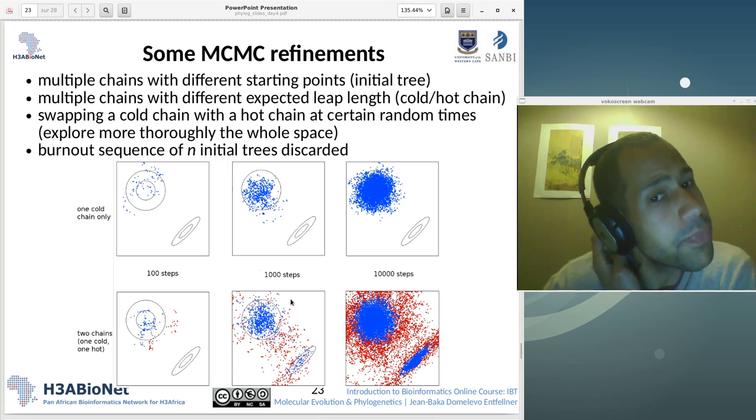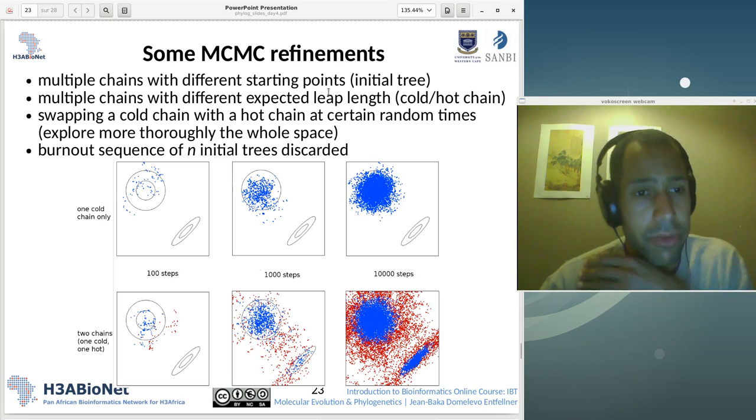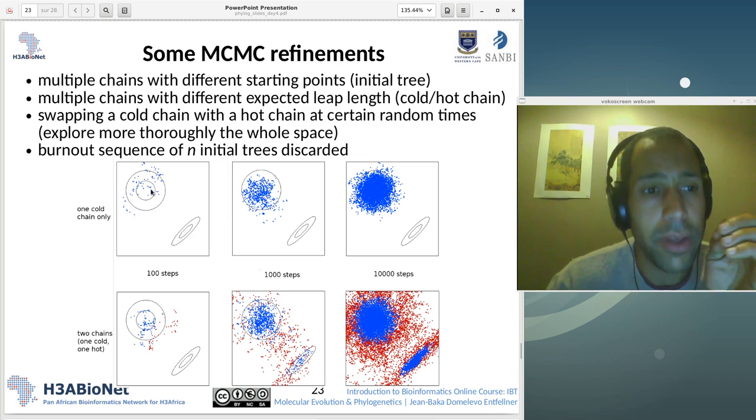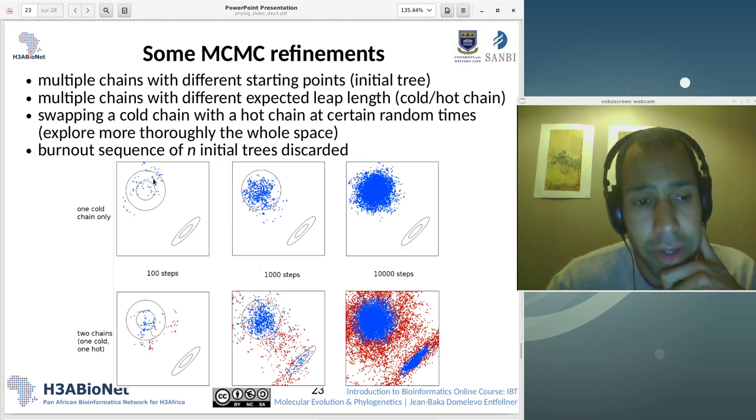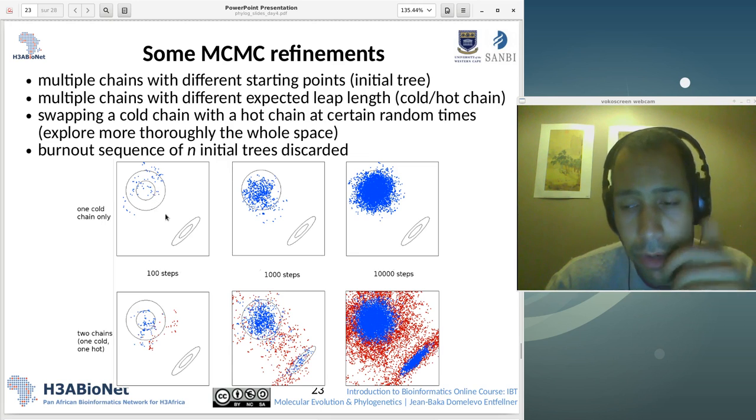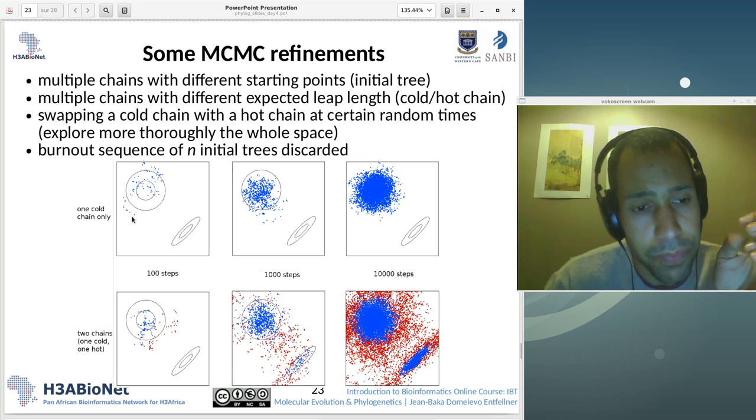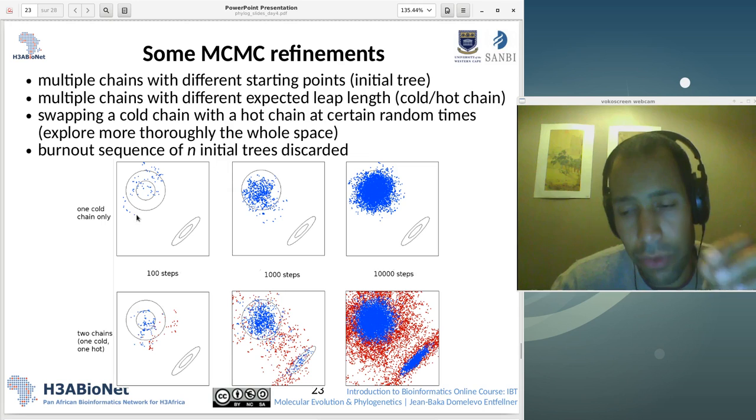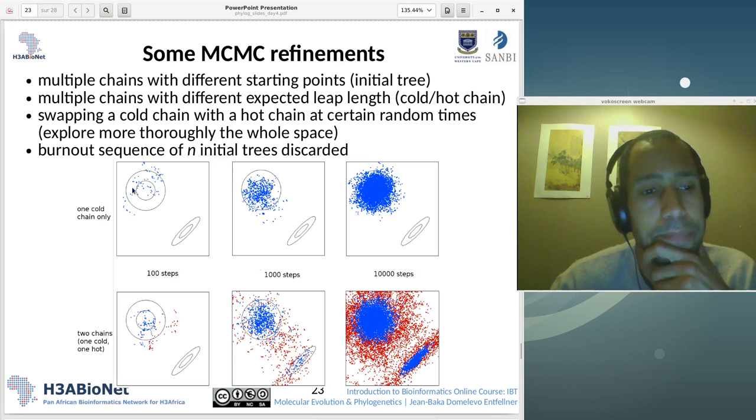So some MCMC refinements. So you understand that we'll have agents, okay, jumping from one point to another. And here the agent is called the chain, because it's the chain linking together the different steps. Okay.